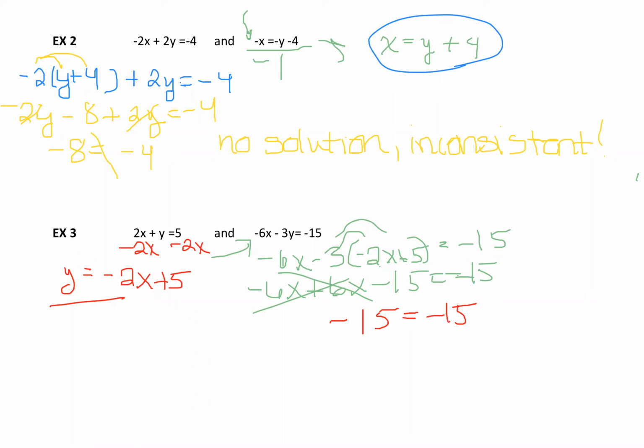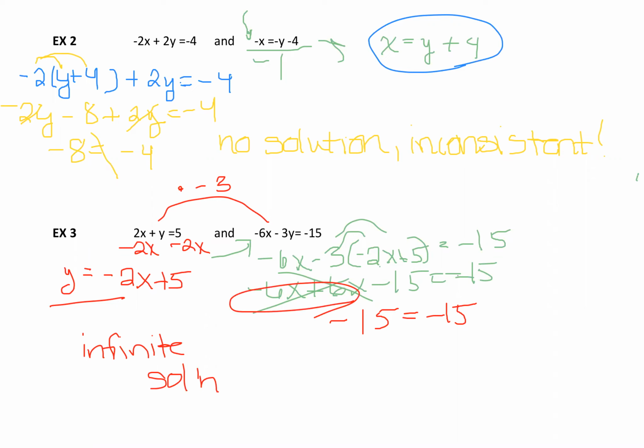Any number is going to make that true. These were actually the same versions of each other. If you multiplied it by -3, same equation. So therefore, this one has infinite solutions because no matter what you put in for x, it'll cancel out. This is consistent, dependent.